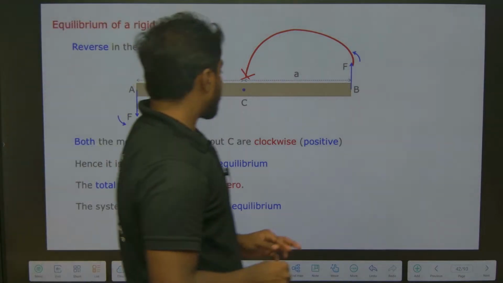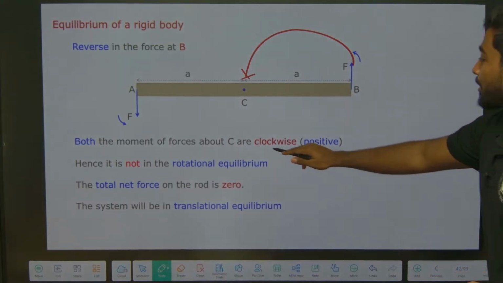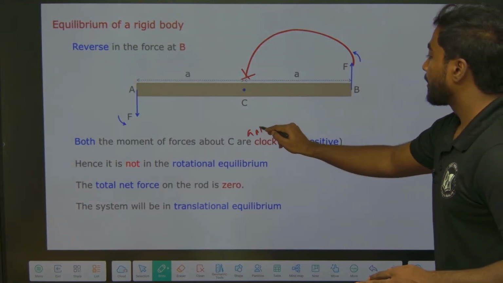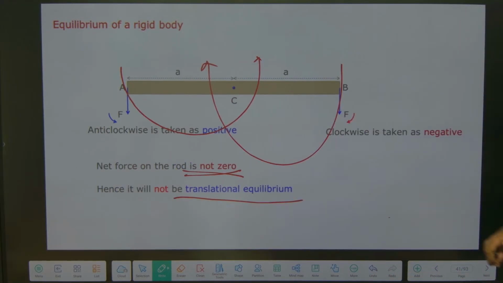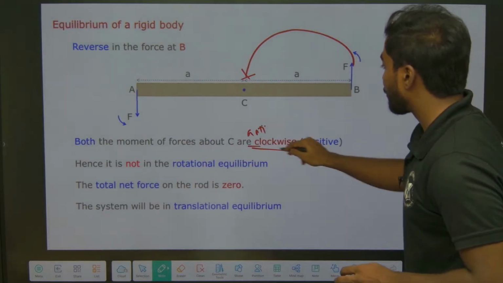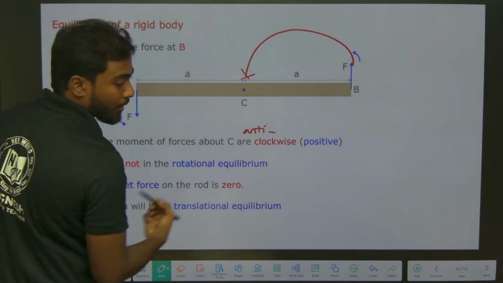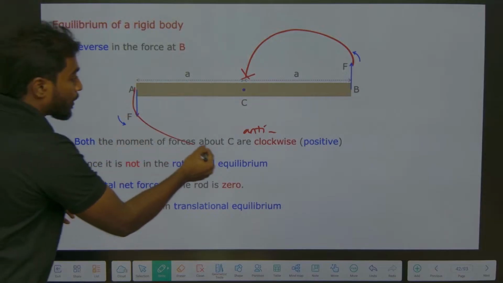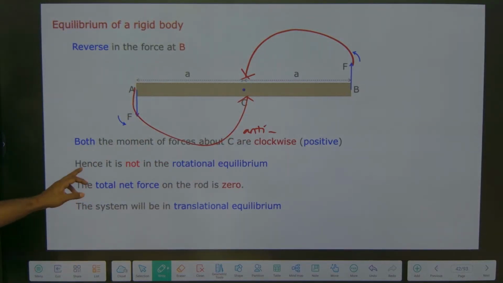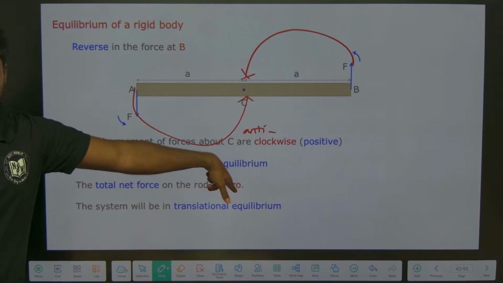Anti-clockwise, right? So they have given it's not clockwise, it's anti-clockwise. Anti-clockwise is positive, clockwise is negative. It is anti-clockwise, you can take a note of this. This is not clockwise, it is anti-clockwise. So positive, this also is going in the anti-clockwise direction. Hence it is not in rotational equilibrium, right?